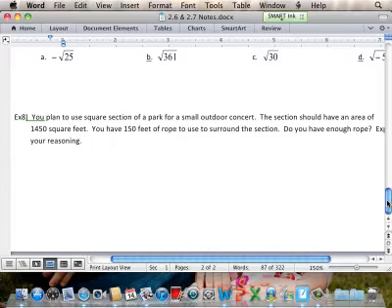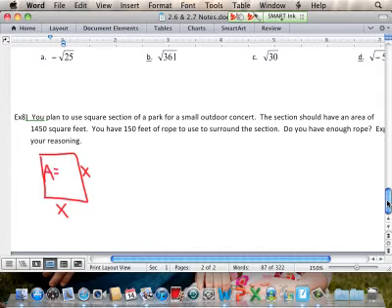So example 8 says you plan to use a square section of a park for a small outdoor concert. The section has an area of 1450 square feet. You have 150 feet of rope to use to surround the section. Do you have enough rope? It says square. Okay, draw a picture. You know what a square looks like. It's the same on each side. Okay, call this x, call this x. The area of this square is given by x squared.